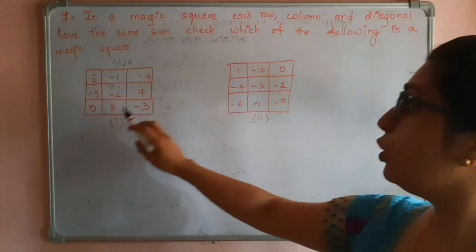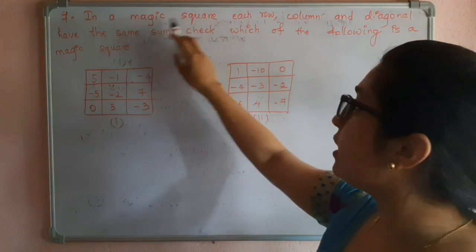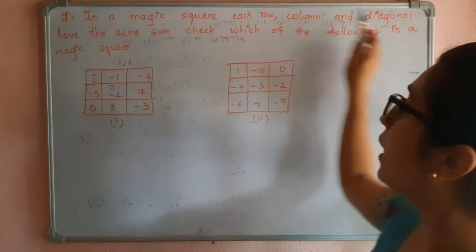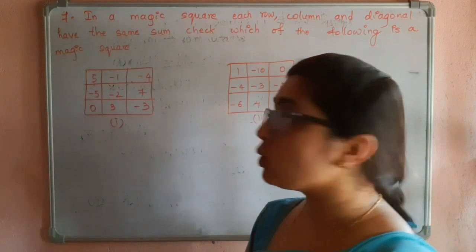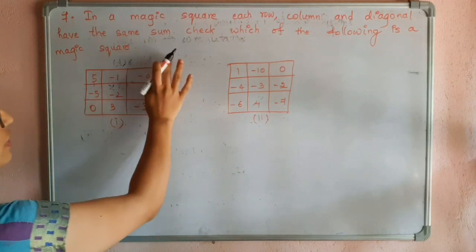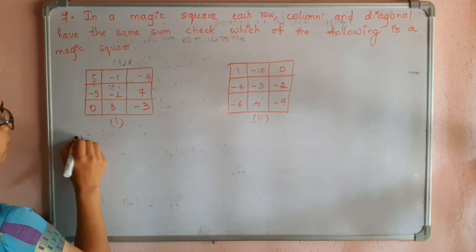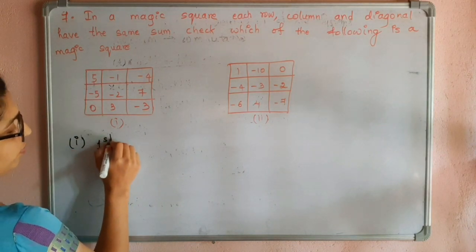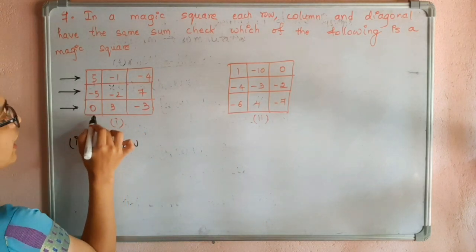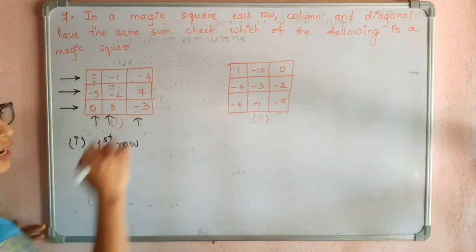So they have given you two squares. We have to find out which is a magic square. And they have given the condition for a square to be a magic square: each row, column and diagonal have the same sum. So first let us consider the first square, and we will check the sum of the rows, columns and the diagonals. You know that these are rows and these are columns, and this one will be a diagonal. This one will also be a diagonal.